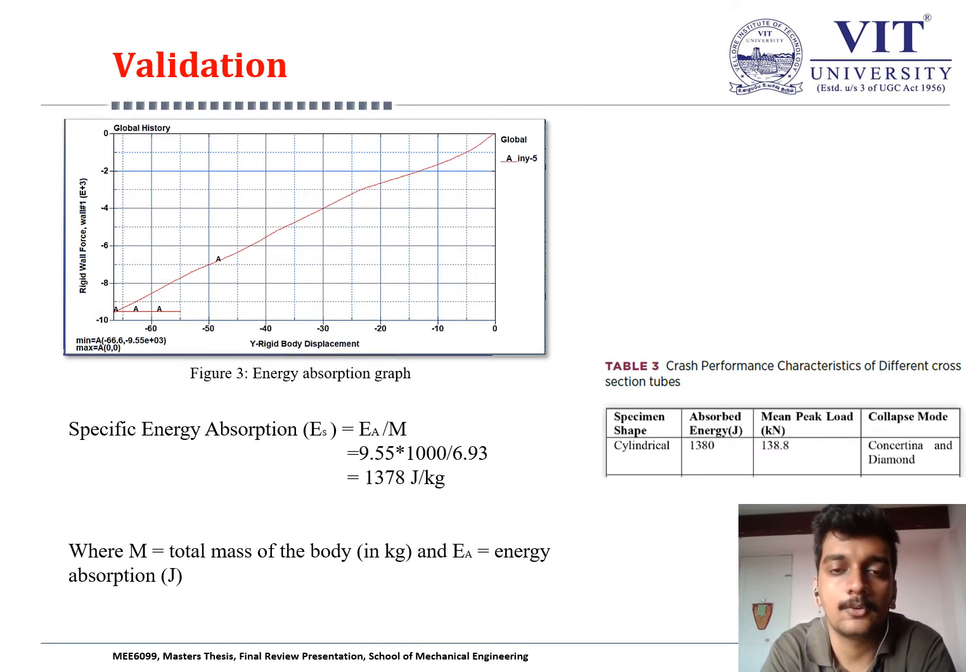On this slide, you can see the result obtained from the validation procedure. On the left side, you can see the energy absorption graph, where the specific energy absorption value is calculated to be 1378 joules per kilogram. In the published paper, the absorbed energy is shown as 1380 joules. So there is only 0.15% error, which says that the procedure followed for the crash simulation is accurate.